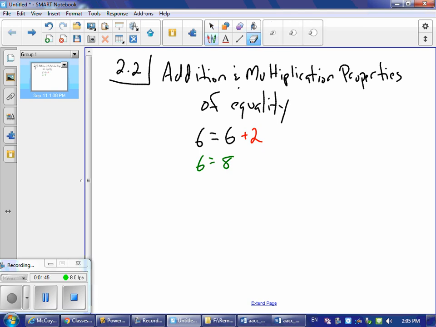let me erase this one. Don't need the green one there. I need to do exactly the same thing to the other side of the equal sign, so I didn't leave myself any space.